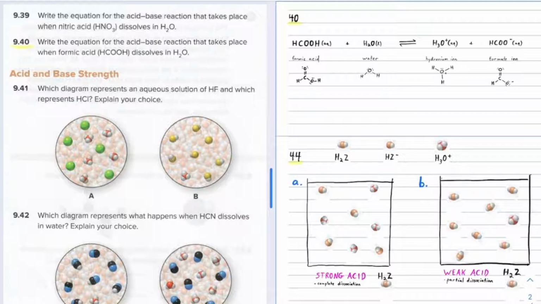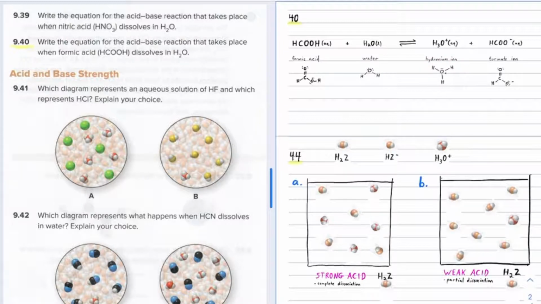Formic acid, we've seen this before in a couple of problems. It's a carboxylic acid, and you can see its structure right here. Carboxylic acid meaning it has the COOH group right there. So that's the acidic hydrogen. And this is the smallest carboxylic acid because that's just a hydrogen that's attached. So the formic acid, when you dissolve it in water, like any acid, produces protons.